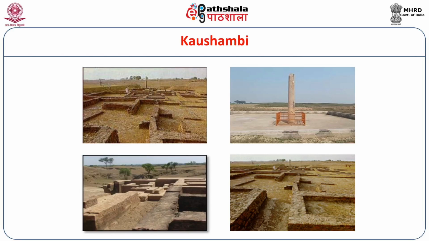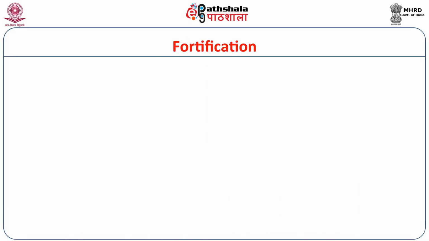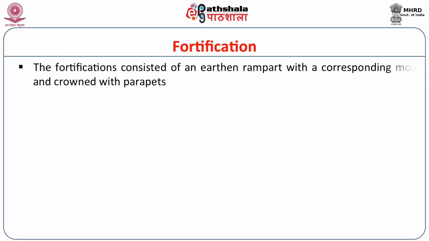If you look at the urban site of Kaushambi, George Erdosy has done wonderful work where we find the hierarchies of the cities. So, there are different categories of cities within the site of Kaushambi itself. Fortification, as I mentioned earlier, was a very important part because we have these prakaras, and generally it consisted of an earthen rampart with a corresponding moat, and they were crowned with parapets.